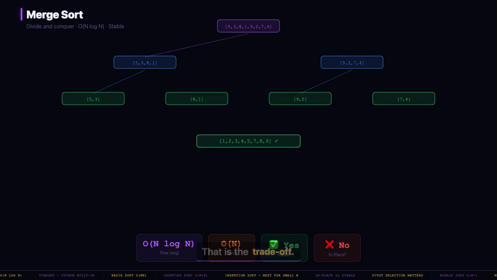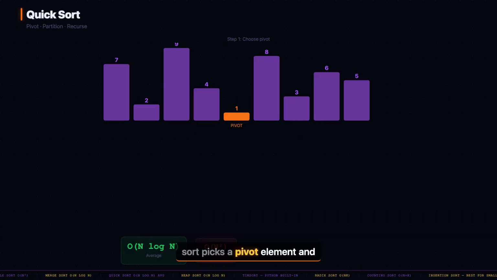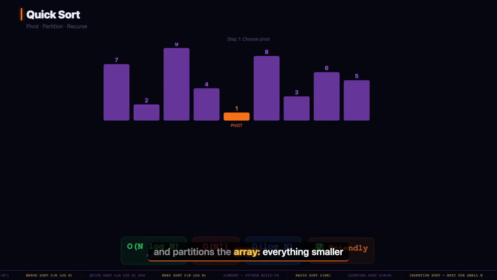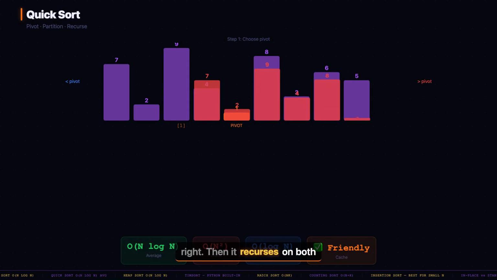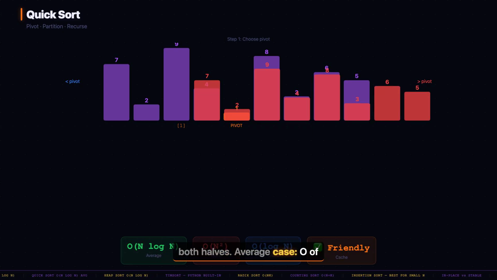That is the trade-off. Quicksort picks a pivot element and partitions the array. Everything smaller goes left. Everything larger goes right. Then it recurses on both halves. Average case, O of n log n. Worst case, O of n squared. But this almost never happens with good pivot selection. In practice, quicksort is often the fastest sorting algorithm in the real world because of cache efficiency.